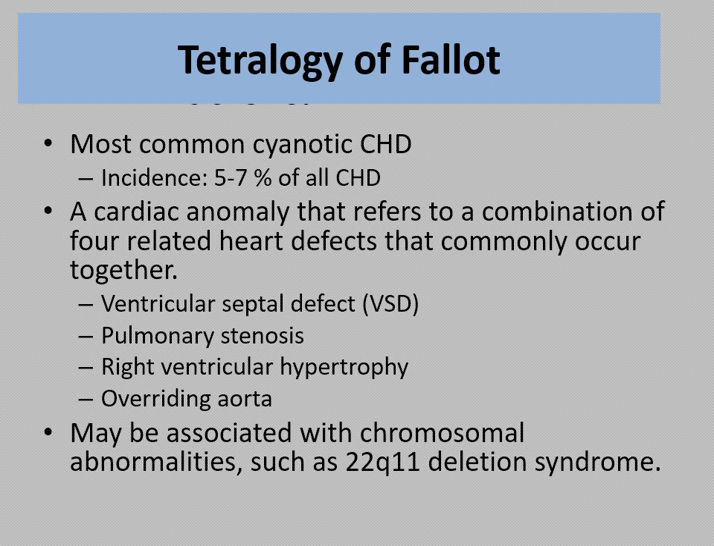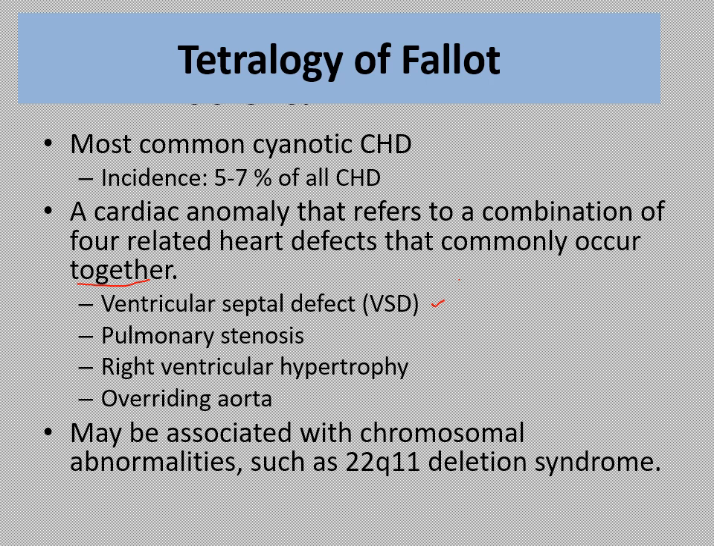Okay, what is this? It refers to a combination of 4 related heart defects that commonly occur together. First is ventricular septal defect, so we already learned about this before. Second is pulmonary stenosis, which is characterized by an obstruction to the blood flow from the right ventricle to the pulmonary artery. This obstruction is caused by narrowing, stenosis, at one or more points from the right ventricle to the pulmonary arteries.